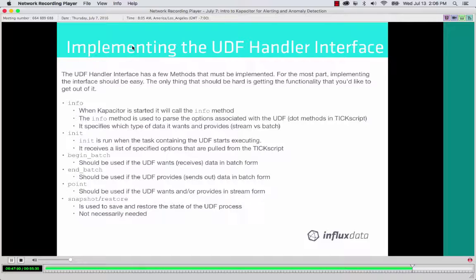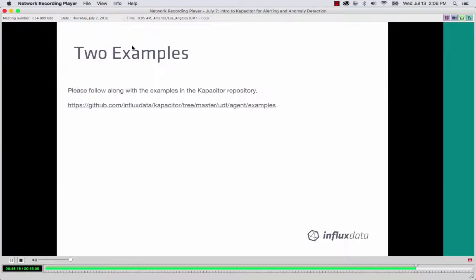The final method that we have here, which I've seen a lot of people just don't bother implementing, but I recommend that you do, is snapshot and restore. If the process for some reason gets killed, you can save the state of it rather than losing that data. If you implement all of these methods to some extent, you should have everything necessary for putting your own UDF into Kapacitor.